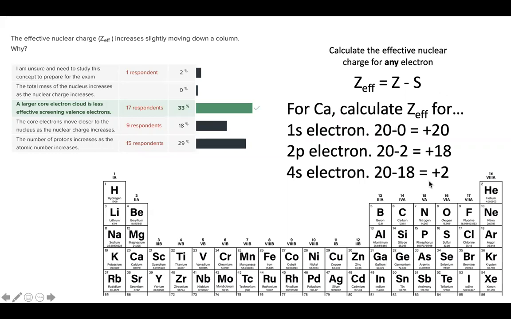Using this model right here, the effective nuclear charge would be 18. And then for the 4s electron, the valence one, it becomes +2. So, easy calculation. We want to be able to calculate the effective nuclear charge for any electron in any of the atoms that we have.